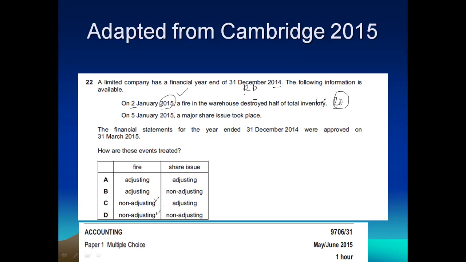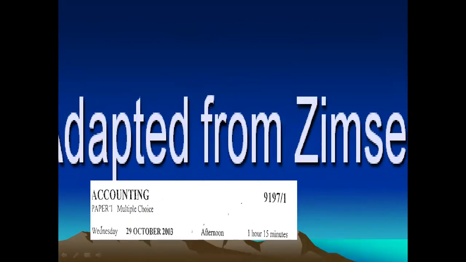Then on 5 January 2015, a major share issue took place. In as much as it is a major share issue, I know it will change our share capital and so on, but it occurred when there is no evidence that this condition was in existence at 31 December 2014. So this also becomes a non-adjusting event. So we are going to get D. Then we confirm that our answer in this case would be D, and that's how we handle this one. You can check your answers if you are not sure of it. Let's move on to another examination.